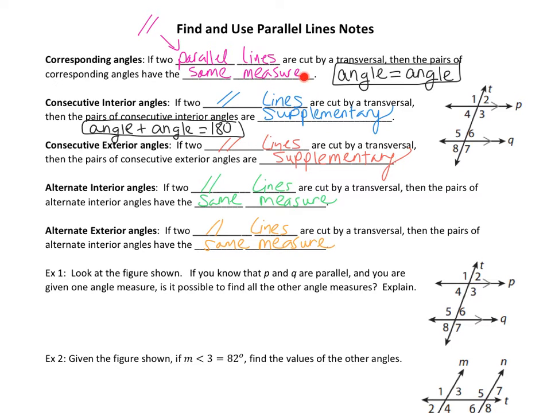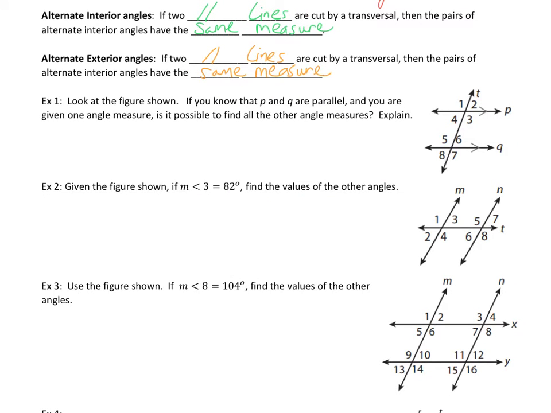One big thing you have to remember is that the only way we can make these conclusions is if you have two parallel lines. If we do not have parallel lines, then we cannot make that conclusion about the different angles. Example 1 says, look at the figure shown over here on the right. If you know that P and Q are parallel and you are given one angle measure, so let's say angle 1, is it possible to find all the other angle measures?